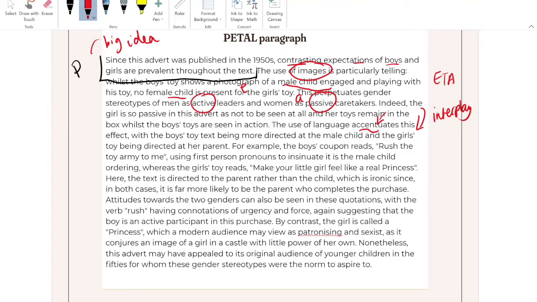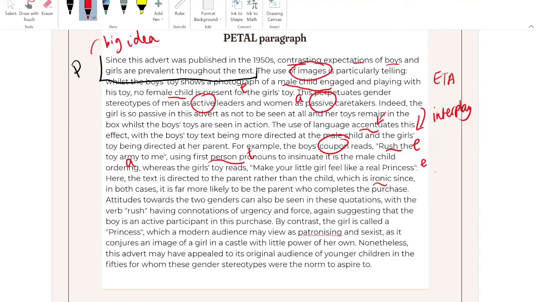And we're using some terminology for adverts here. We've got coupon and we've got a quotation, our evidence, rush the toy to me. Here we've got a technique, the first person pronouns, and the analysis, that it makes it feel like it's the girl that's ordering, which is ironic because actually it's not going to be the girl or the boy ordering, it's the parent. And notice here again, I've got another quote. So remember I said earlier, it's okay if you have more than one ETA in the middle.